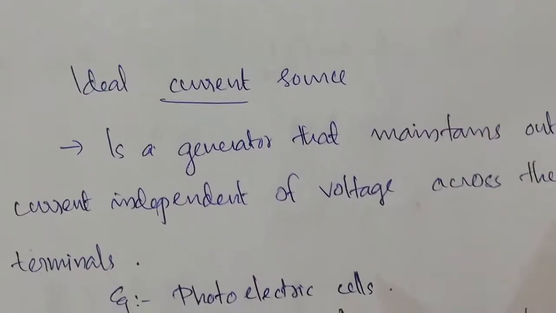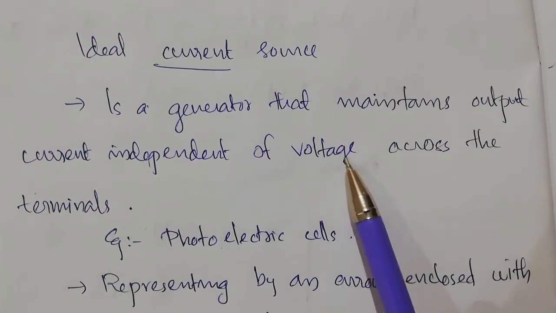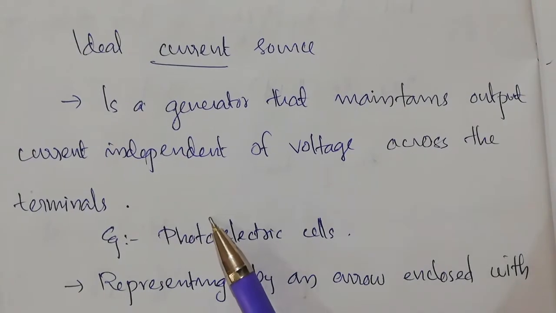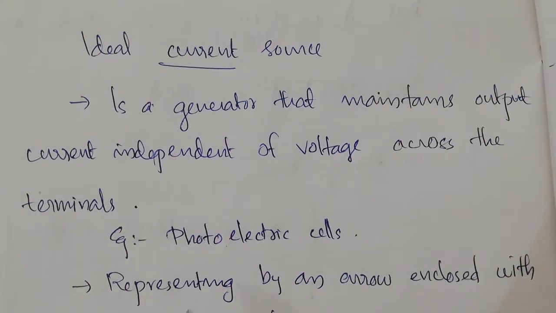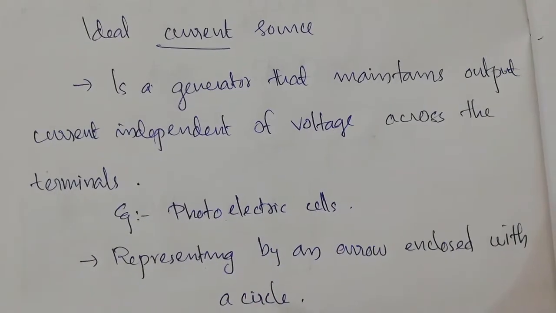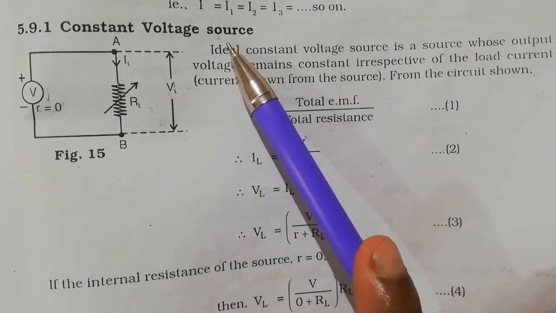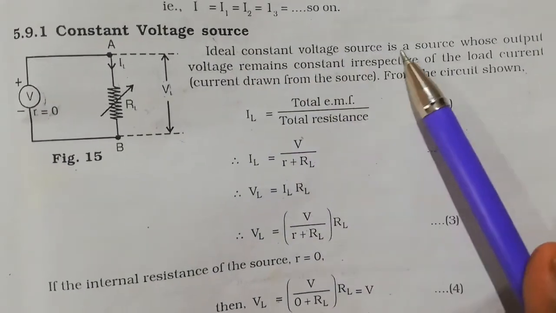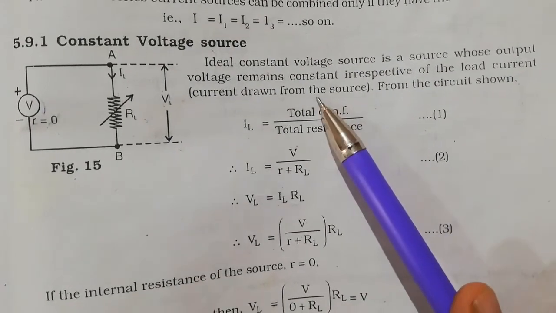An ideal current source is a generator that maintains the output current independent of voltage across the terminals. A practical example is photoelectric cells. These ideal current sources are represented by an arrow enclosed with a circle. Topic is constant voltage source. An ideal constant voltage source is a source whose output voltage remains constant irrespective of the load current.